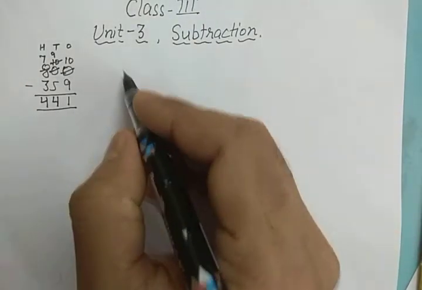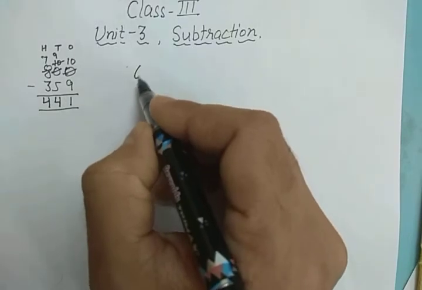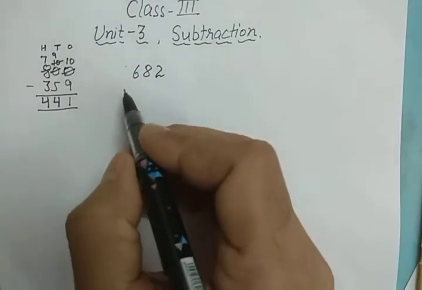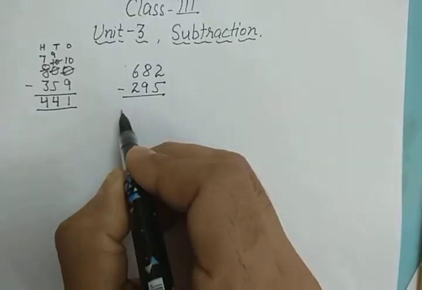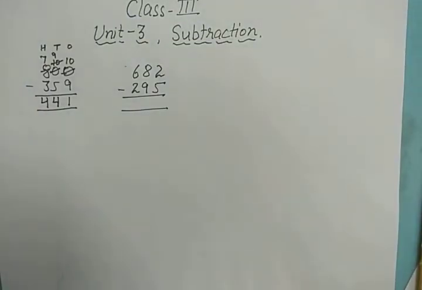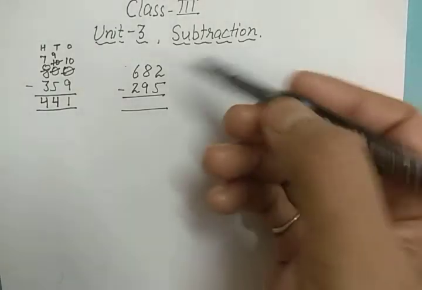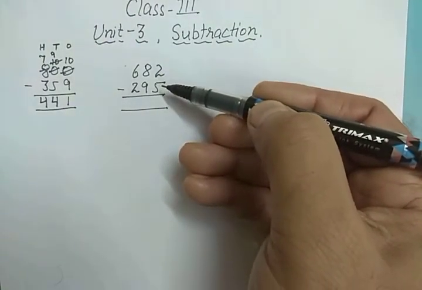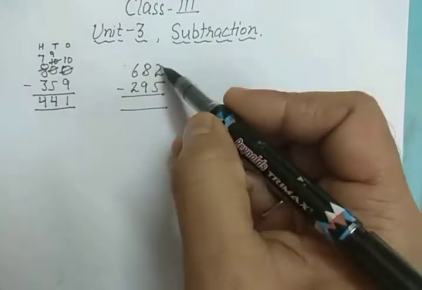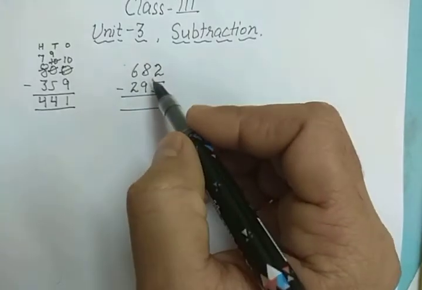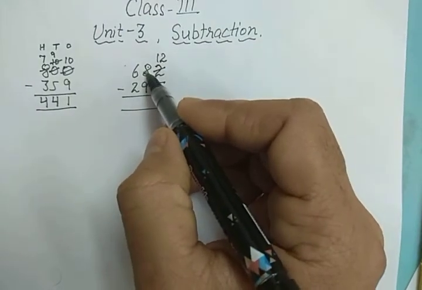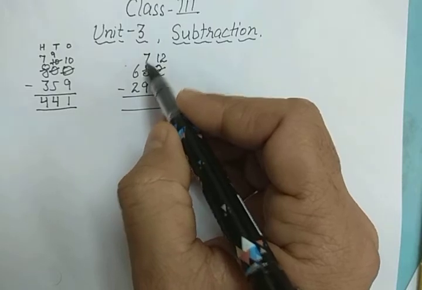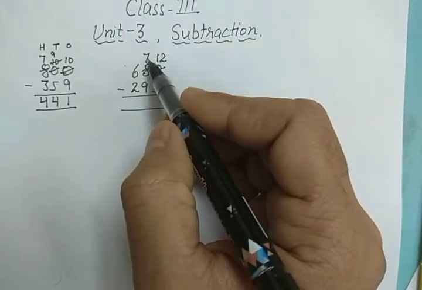So Rohan has 682 stamps and Renu has 295 stamps. Now what is your first step? Yes, making the upper digits greater. Here 2 is smaller than 5. So you have to make it greater by taking the borrow. After taking borrow, it will become 12. And what will be left over here is 7. Because when 1 is removed from 8, what is left is 7.